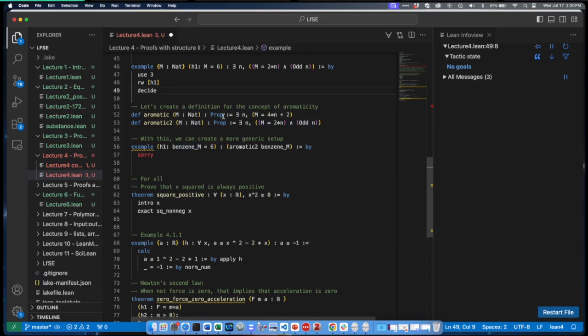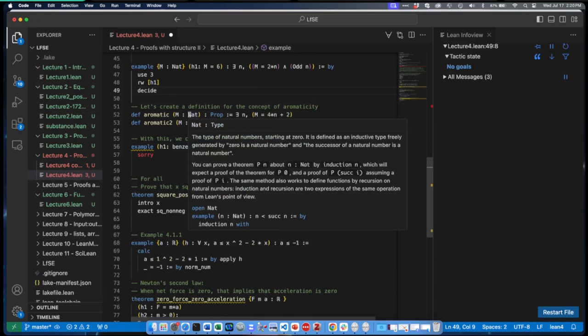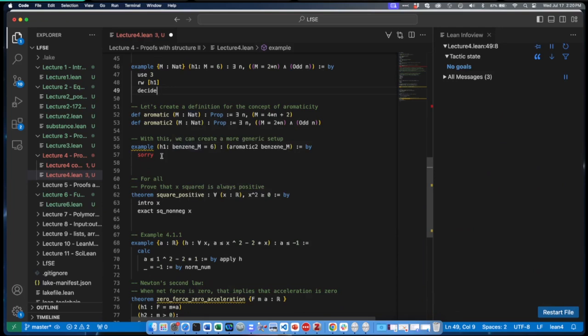And I mean, it matters what we define these as. M is a natural number, okay? So it's not a rational number. We don't have a rational number of electrons. We have a natural number. And with these definitions, we can create a more generic setup. So now I'm going to say, does benzene ring electrons being 6, does 6 have the property of aromatic? It does. Yep, it does.